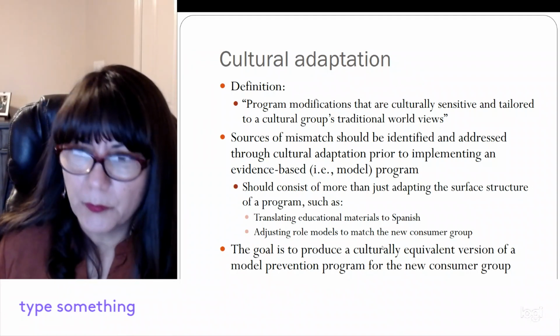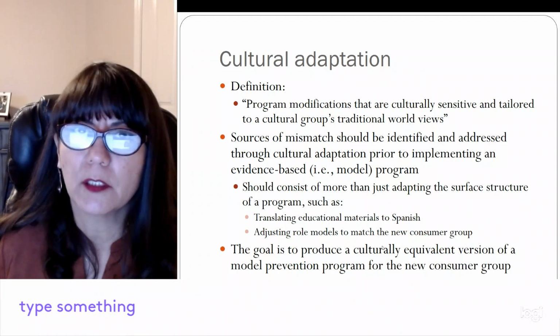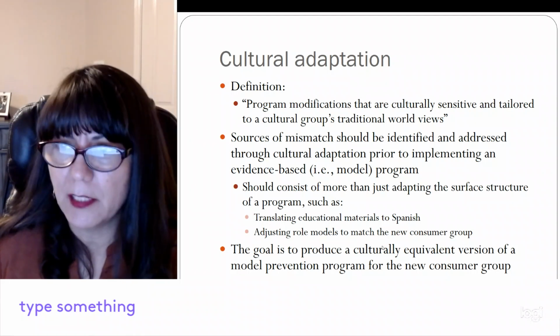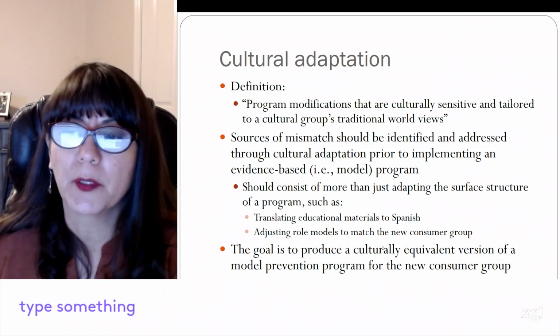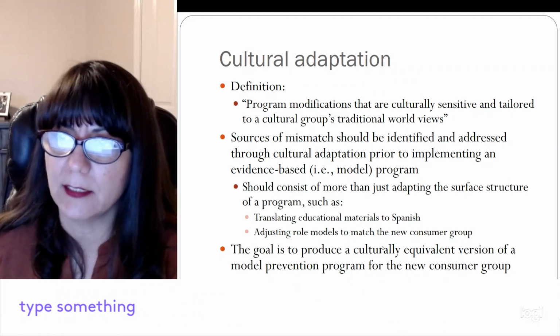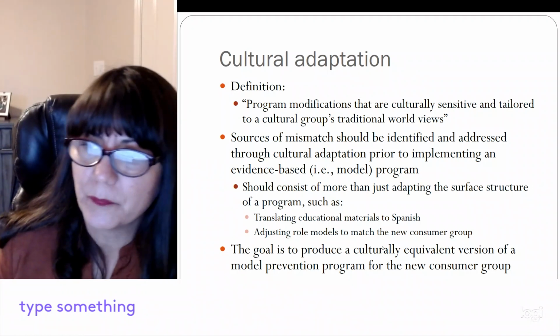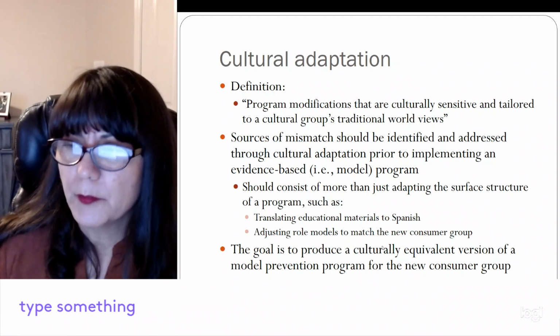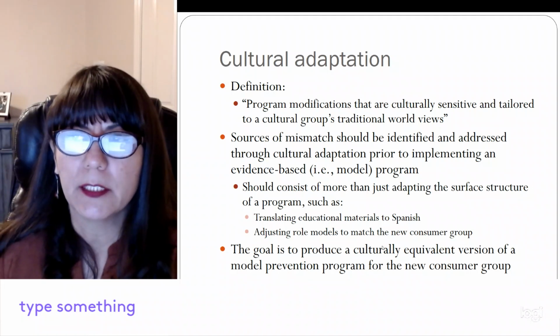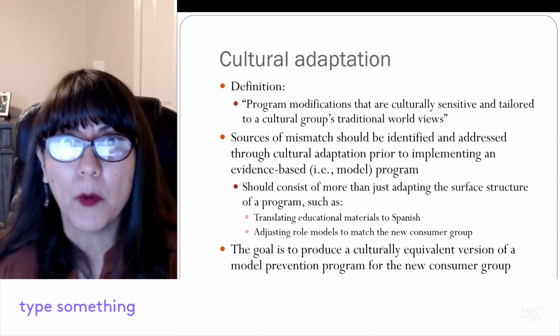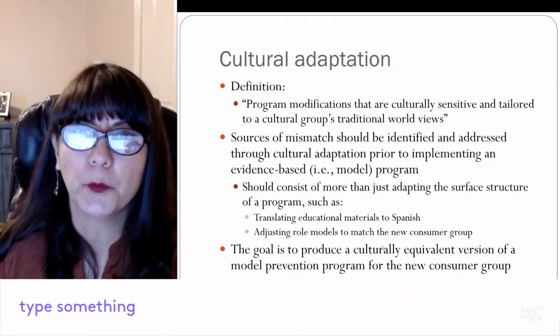And so this, again, does require some cultural competence on behalf of the developers and adapters, and even among the program delivery staff, as we just discussed at the end of the last video. So basically, the big overall goal is to produce a culturally equivalent version of the model program for your new consumer group.